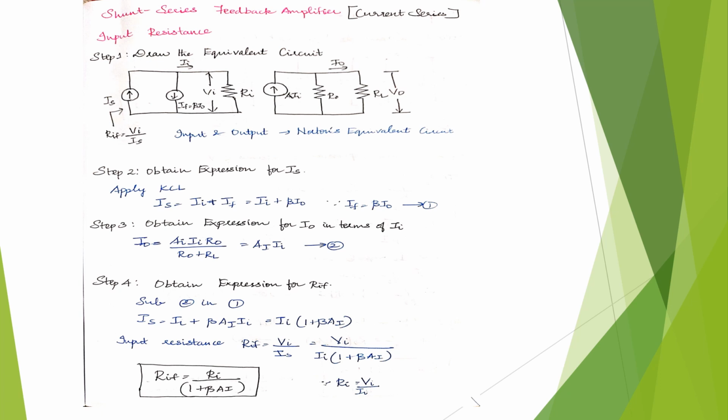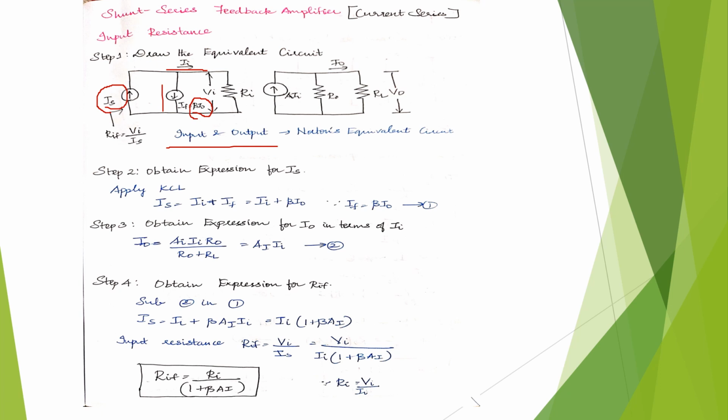As usual, our step 1 is going to be to draw the equivalent circuit for the given diagram. Here, the input and output equivalent circuit is drawn using the Norton's equivalent circuit. Now, in the next step, we are going to obtain the expression for source current. By applying Kirchhoff's current law, our source current is going to be given as Ii plus If, where If is going to be beta, which is the gain, into Io.